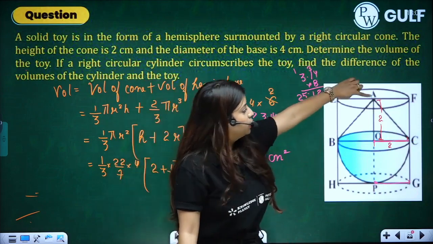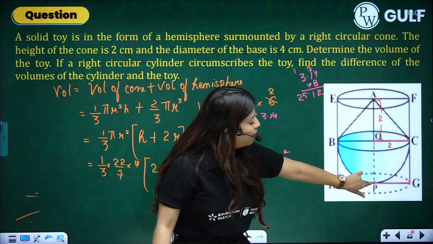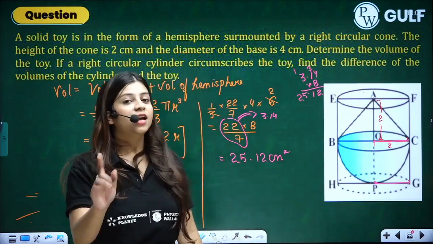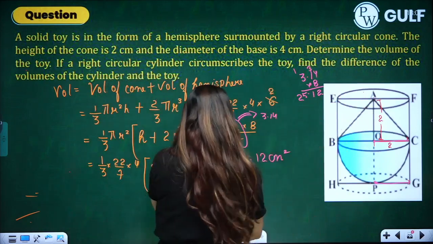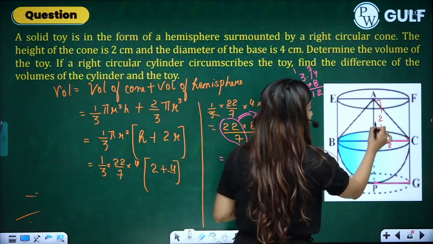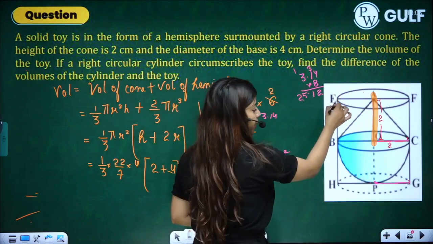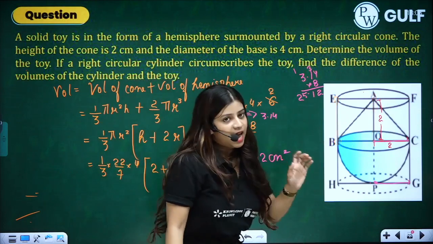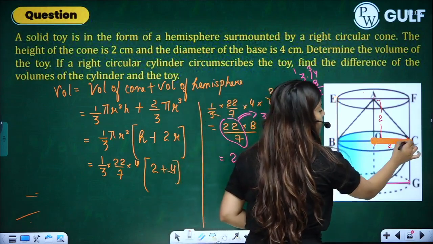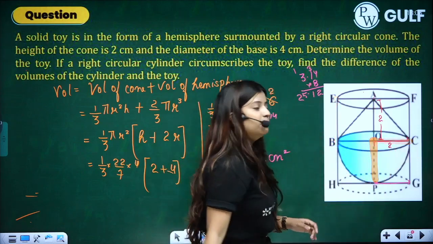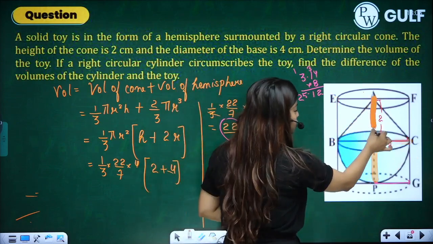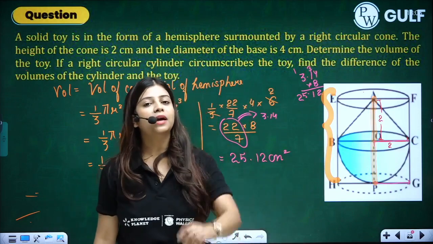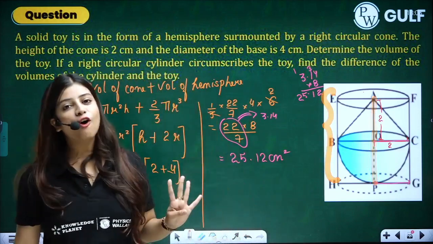Now see, the top of the cone and the bottom of the hemisphere altogether touch the top and the bottom of the cylinder. Listen to this very carefully. If this is the height of the cone, from A to B, it is 2 centimeter. Now the radius is not only this but also this part of the hemisphere. See, this is 2, this is again 2. So the whole height of the cylinder becomes 2 plus 2, that is 4 centimeter.